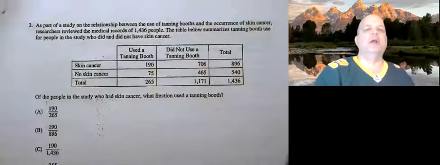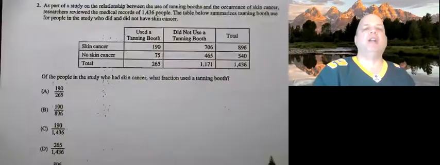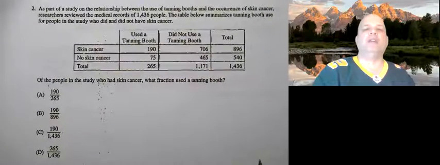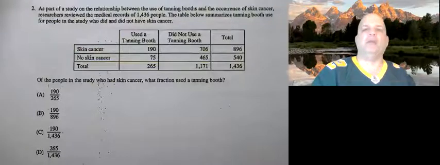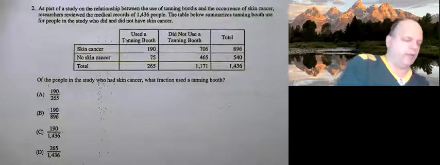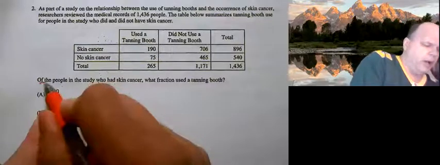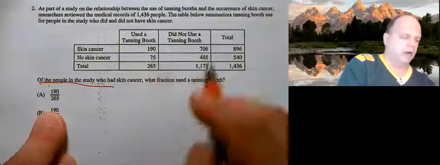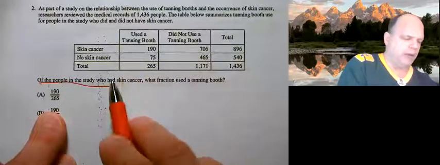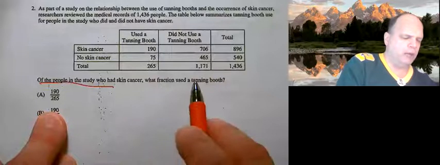Problem number 2. As part of a study on the relationship between the use of tanning salons and the occurrence of skin cancer, researchers reviewed the medical records of 1,436 people. The table below summarizes tanning booth use for people in the study who did and did not have skin cancer. Of the people who had skin cancer, and this is really important, from the group that had skin cancer, what fraction used tanning booths?